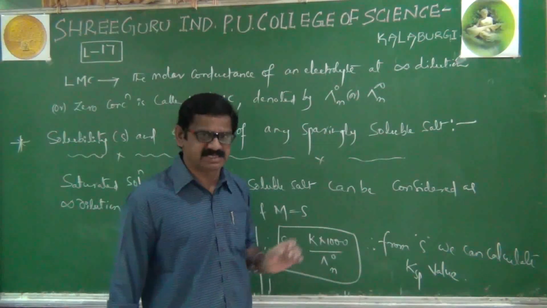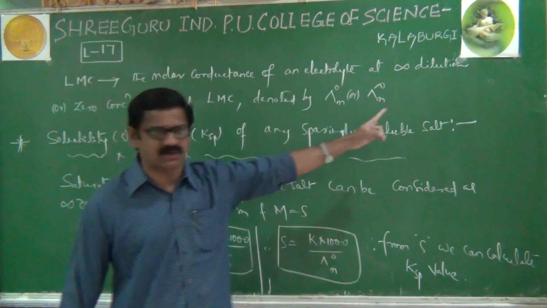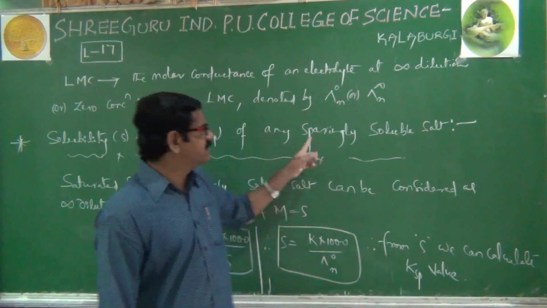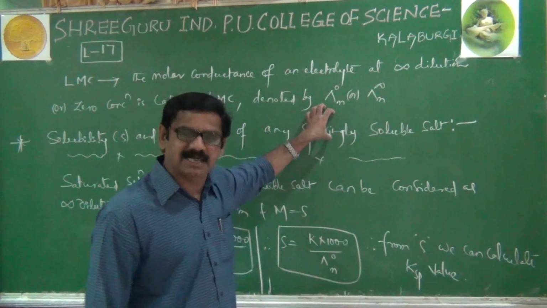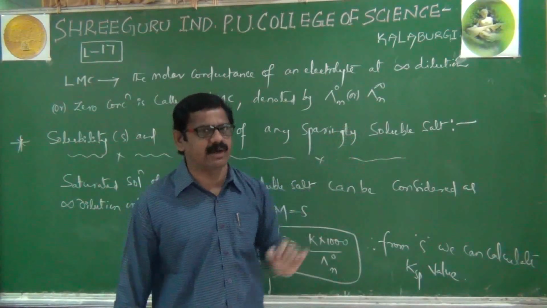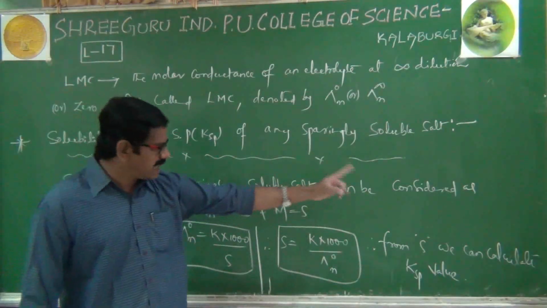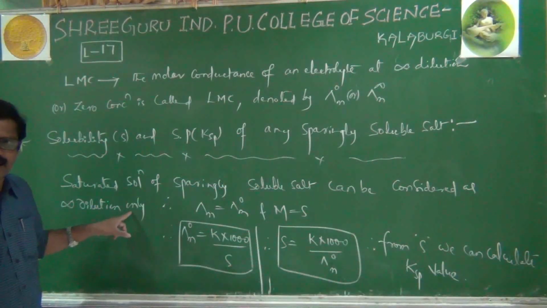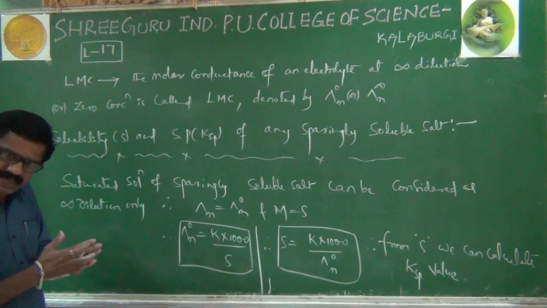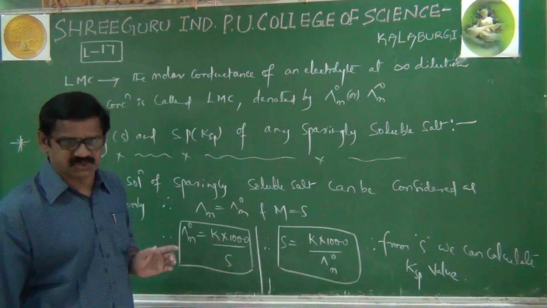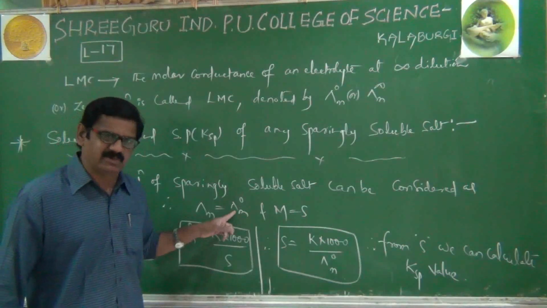Next, one more concept is left, that is solubility and solubility product of any sparingly soluble salt. We will see the relation there. A sparingly soluble salt is nothing but a partially soluble salt. Regarding sparingly soluble salts, we have already learned in our first year equilibrium topic. Now, a saturated solution of a sparingly soluble salt can be considered as at infinite dilution only. I'll repeat: a saturated solution means it is at infinite dilution only. Therefore, at infinite dilution, whatever the molar conductivity is, it is nothing but limiting molar conductivity.